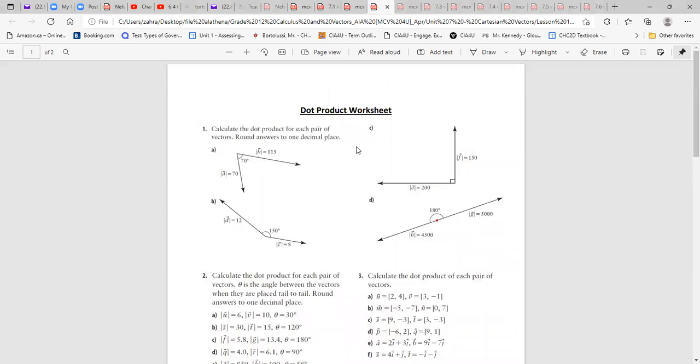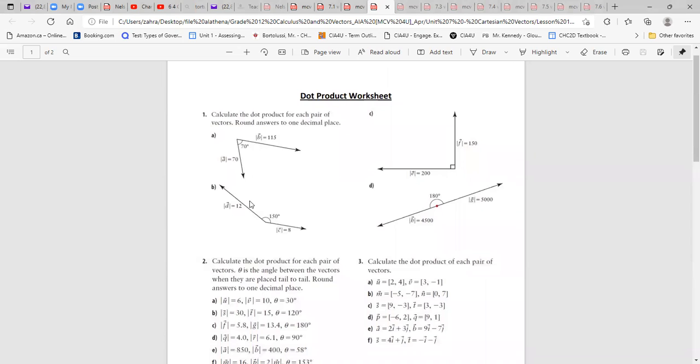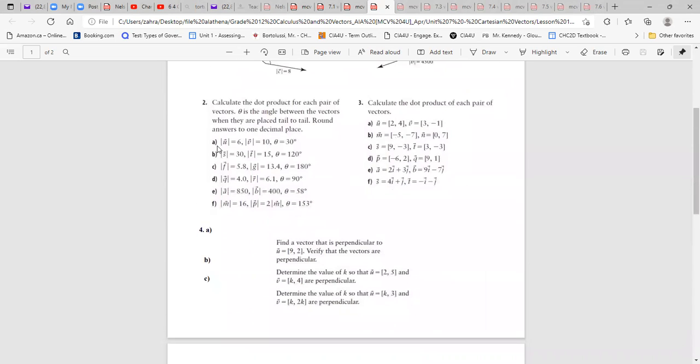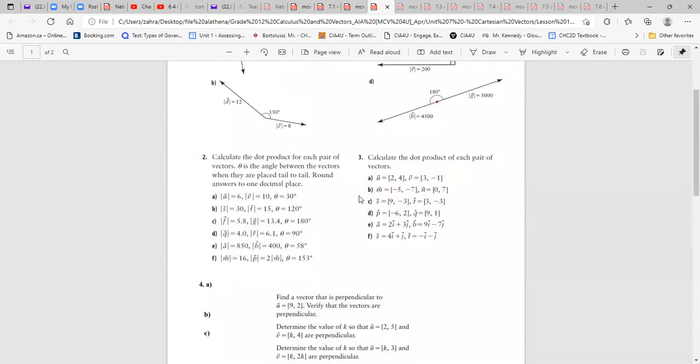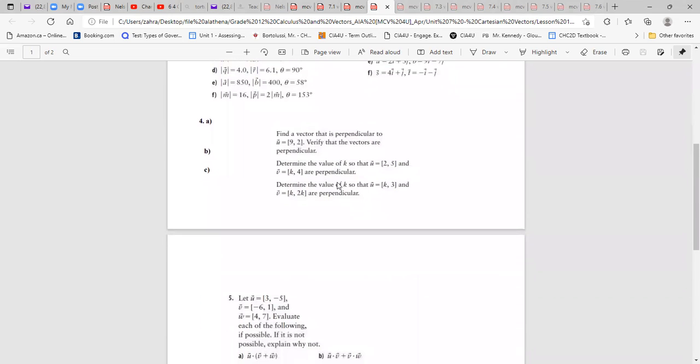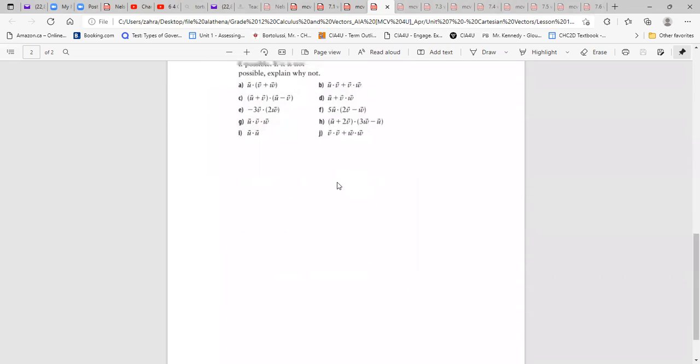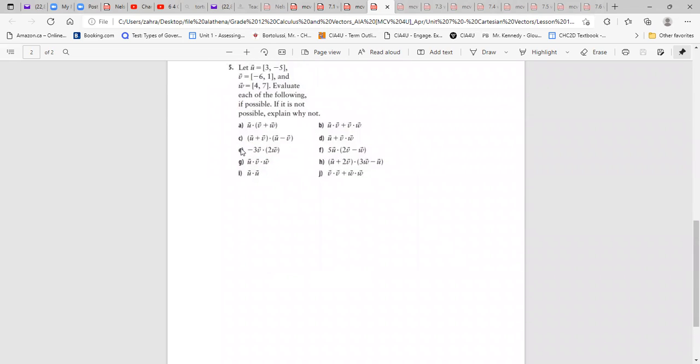So the questions that you can do here are number 1, A and B; number 2, A, B, C; number 3, A, B; number 4 you can do; number 5, A, B, and C.